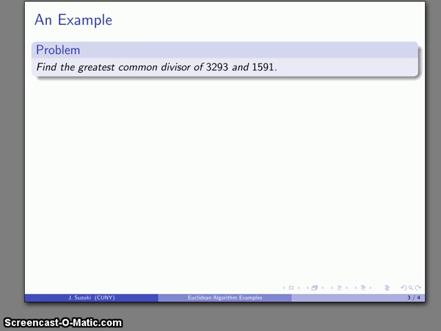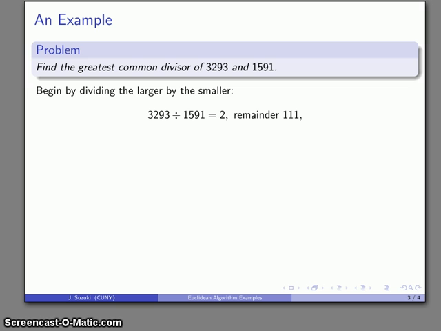On the other hand, if you're like me and most everybody else on the planet, you look at these two numbers and can't immediately see what a prime factor of these numbers is, you might want to try something else. And so in this case, our something else is the Euclidean algorithm. So we'll start out, we'll divide the larger number by the smaller number.